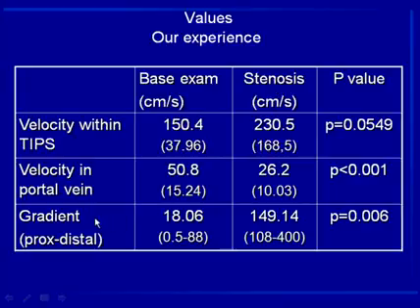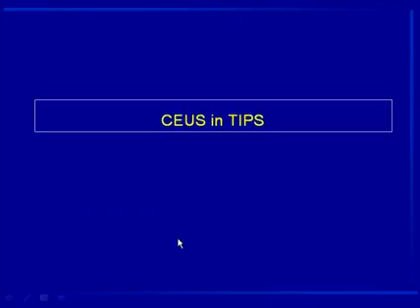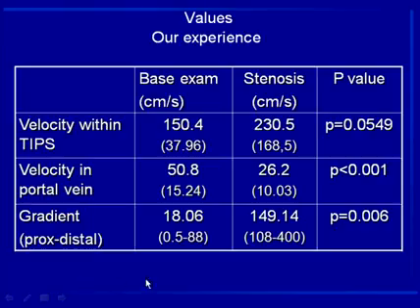The gradient between 2 points in baseline exams varies from 0.5 centimeters per second to 88 centimeters per second, and in cases of stenosis varied from 110 centimeters per second up to 400 centimeters per second.